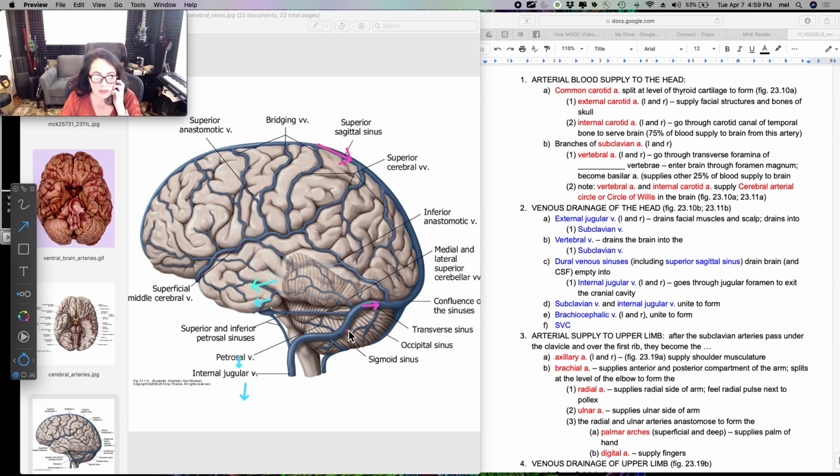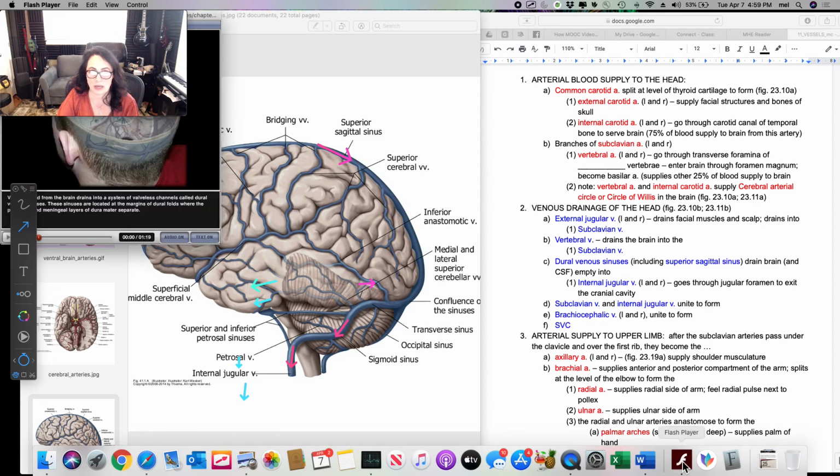You can see the sigmoid sinus right here, okay. Oops, that one should be going the other direction. Why is that one that way? Oh, confluence of sinuses. So you can see the sigmoid sinus here that's coming in that direction, okay. And then what are they all dumping into? They're all dumping into the internal jugular vein. So let me show you an animation that shows you the same thing, and then we will be done for today.